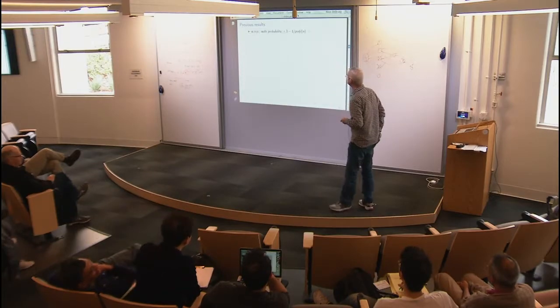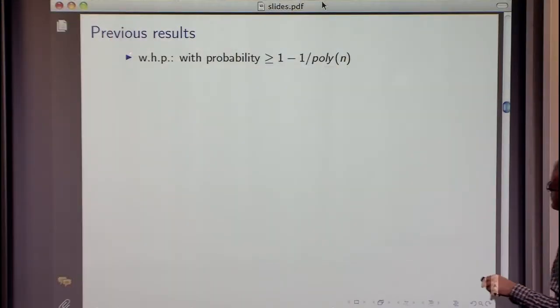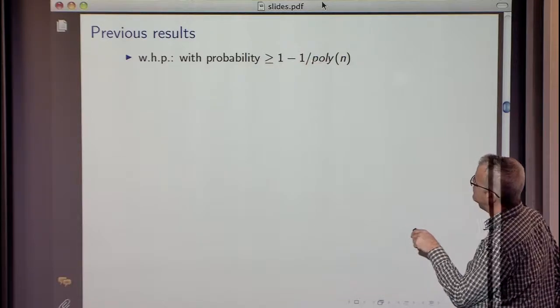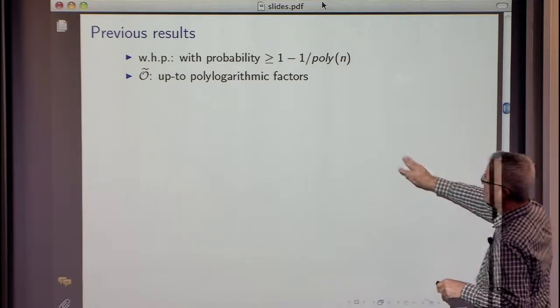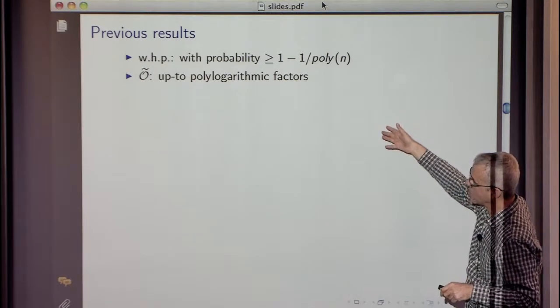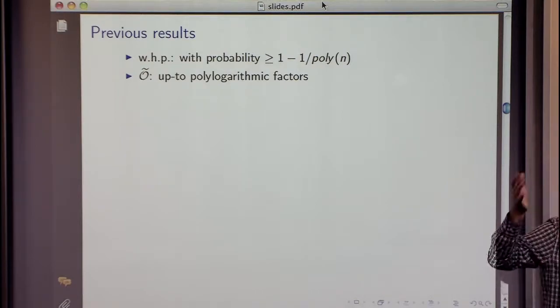So it's a constant. What I'll write here, "with high probability", stands for probability which is 1 minus 1 over polynomial in n. So its probability is close to 1. And I'm going to hide polylogarithmic factors. So if I have n times log n, I'll just write n. I don't care about the logarithmic factors.